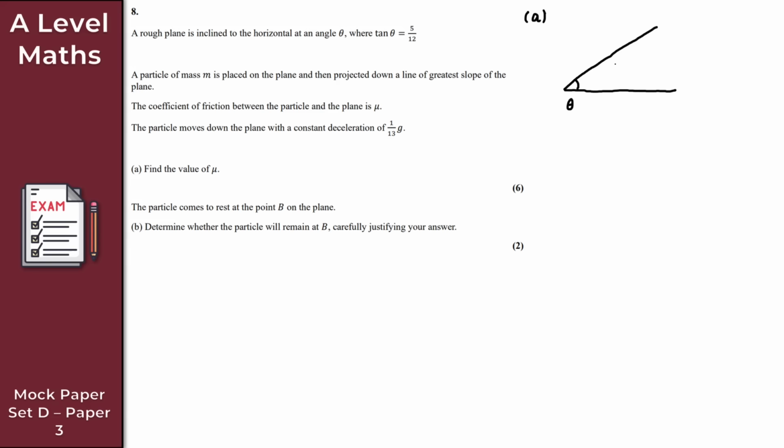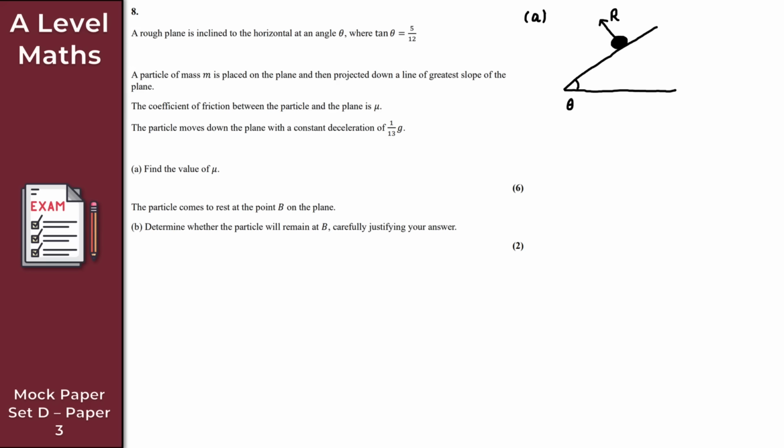We've then got the particle, which you can draw as a circle or a box, whatever you want. I'll just draw it as a circle. So this here is our particle. We now need to add the relevant forces. We'll have a normal reaction between the inclined plane and the particle, right? That goes up like so, and I'll label that as R. So that's the normal reaction.